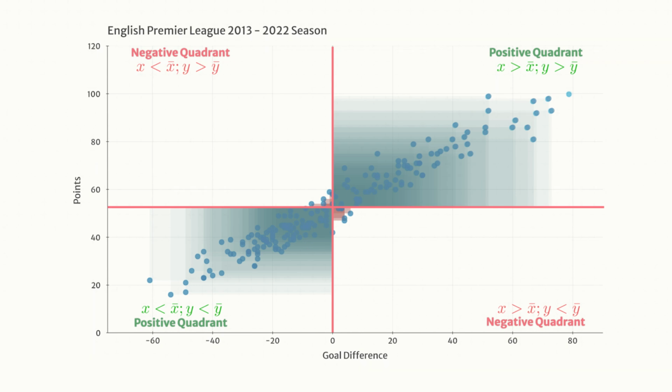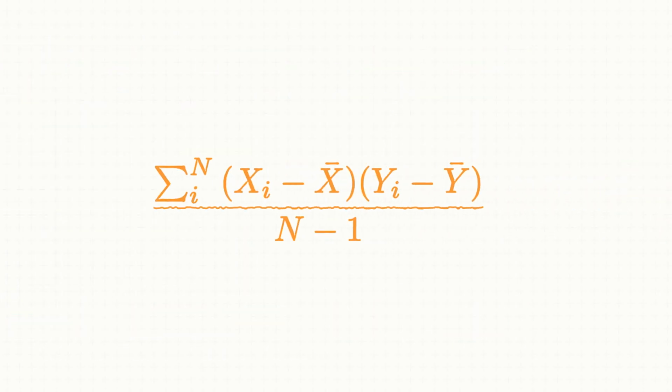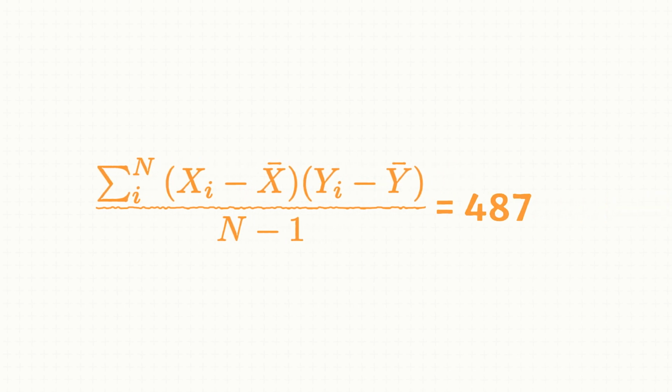On the other hand, if the rectangles are mostly in the top right and bottom left quadrants, we're looking at a positive relationship. By summing up the area of all the green rectangles and subtracting the area of all the red rectangles, we can determine which color dominates. If there are more green rectangles than red, it's a positive relationship. And if the reds outnumber greens, it's a negative one. The covariance is simply the sum of the areas of the green rectangles minus the areas of all the red rectangles, divided by the number of data points. So in our case, clearly there are more green rectangles, and therefore the covariance between goal difference and points earned is 487, indicating a positive relationship.